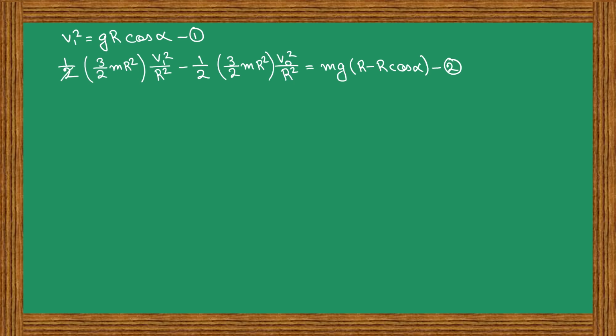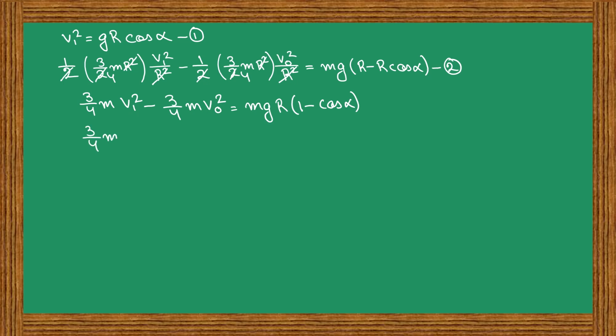How do I solve? These two and these two become 4. R square will get cut. So if I rearrange my equation, it is 3 by 4 m v1 square minus 3 by 4 m v0 square is equals to mg, taking r common, 1 minus cos alpha. If I substitute the value of v1 square from out here, it will be 3 by 4 m gr cos alpha minus 3 by 4 m v0 square is equals to mgr minus mgr cos alpha.